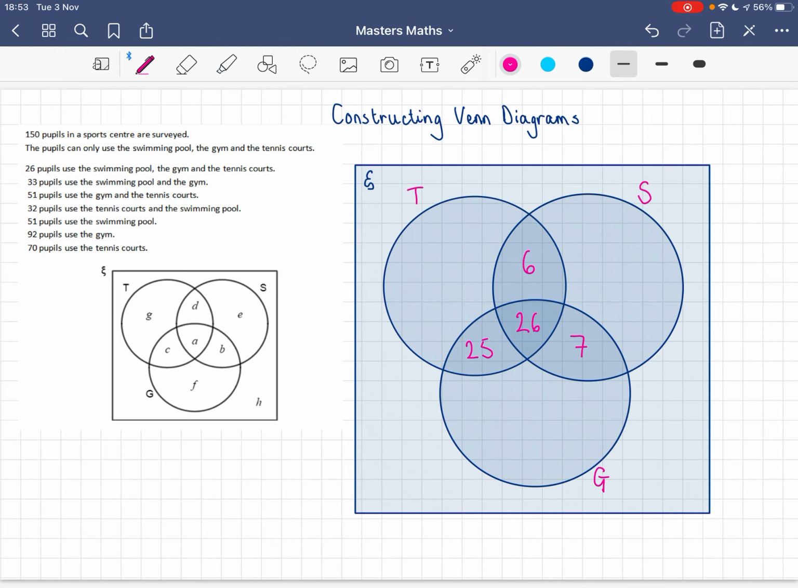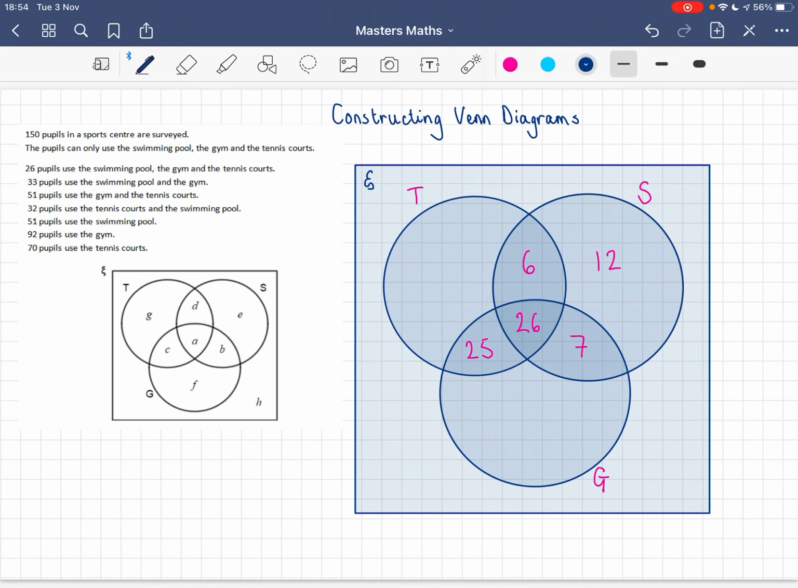Now I need to fill in the numbers in the circles alone. So swimming pool, we have 51 pupils use the swimming pool altogether. Now that means this whole circle has to have 51 altogether. As it stands, we already have these 3 numbers. So that makes 6 and 26 and 7 makes 39 altogether. We have to have 51, so we need to do 51 take away 39 to give us the number who just use the swimming pool, which is 12. And then we do the same for the other circles.